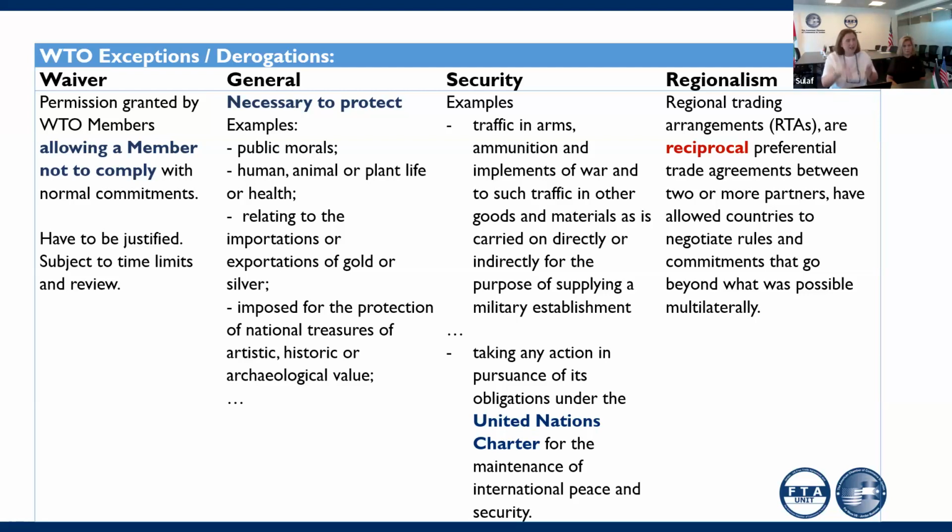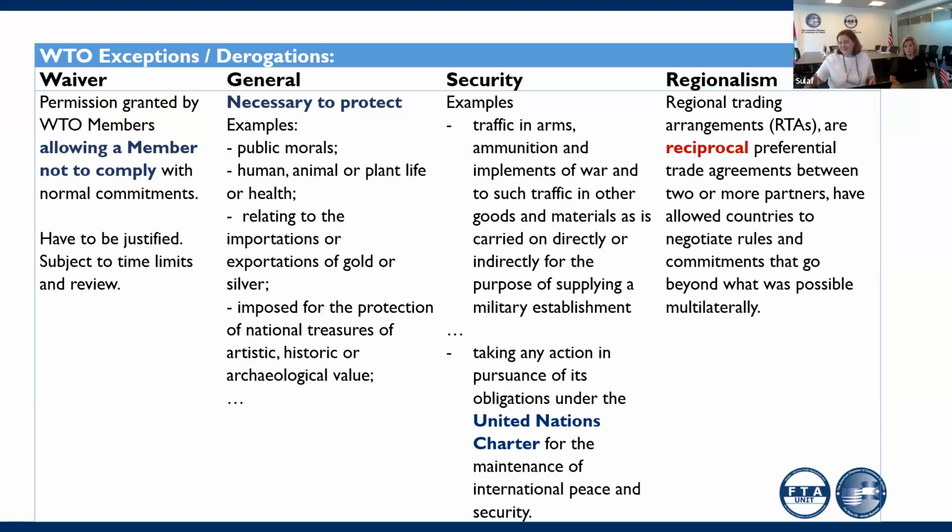Another type of exemption is the security exemptions. So if I want to abide by an embargo imposed by the UN, I'm allowed to do so under security exceptions. And another exemption I want to mention here is called special and differential treatment. It is a system within the WTO for LDCs, the least developed countries, to have, for example, more time to abide by the rules, or to have less burdensome obligations. This is a special situation for LDCs.